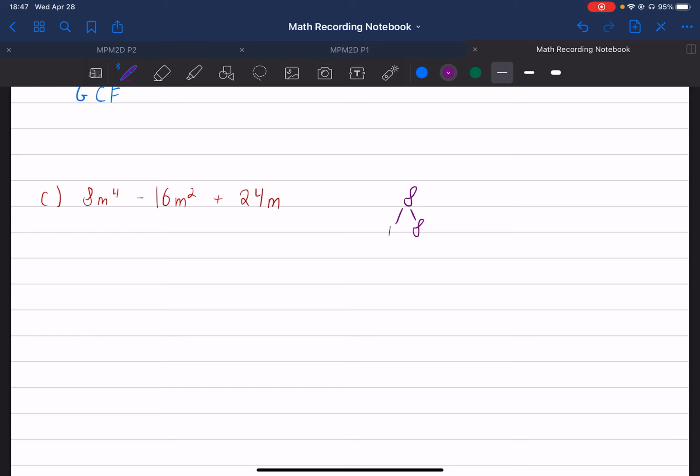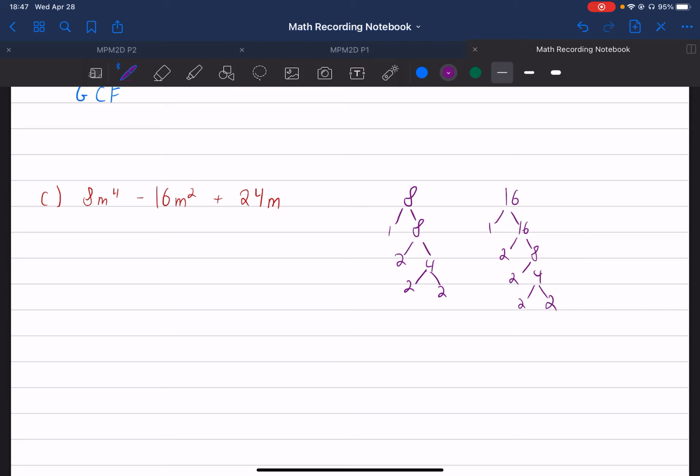We break 8 down, 2 and 4, 2 and 2. This is our breaking down for 8. We're going to now do the same thing for 16. Break it down, 1, 16. Another factor is 2 and 8, 2 and 4, 2 and 2.